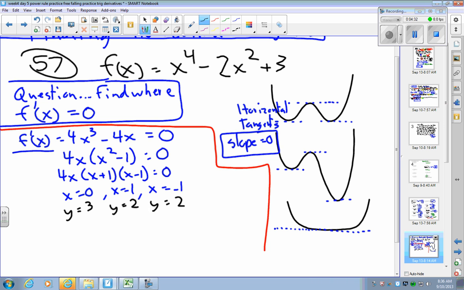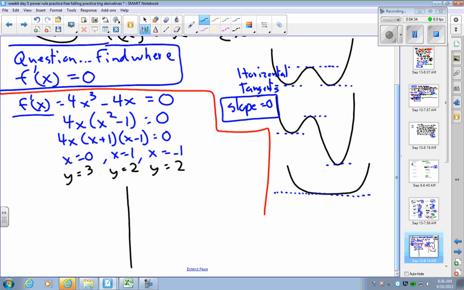Okay? So visually, when you graph this, you can kind of plot the points. 0, 1, 2, 3. 1, 2. Negative 1, 2. And I bet it looks like this. Without using a calculator, because I knew it was shaped like a W, and I found the 3 horizontal tangents, that's what I think it looks like. Okay? If you want, take your calculator out and you can check, and it will be that.